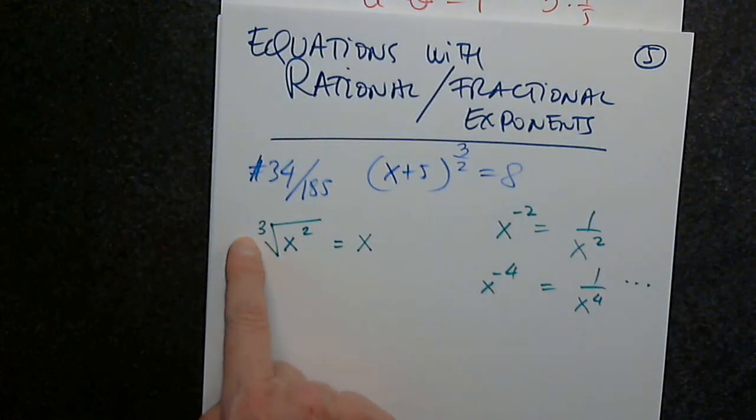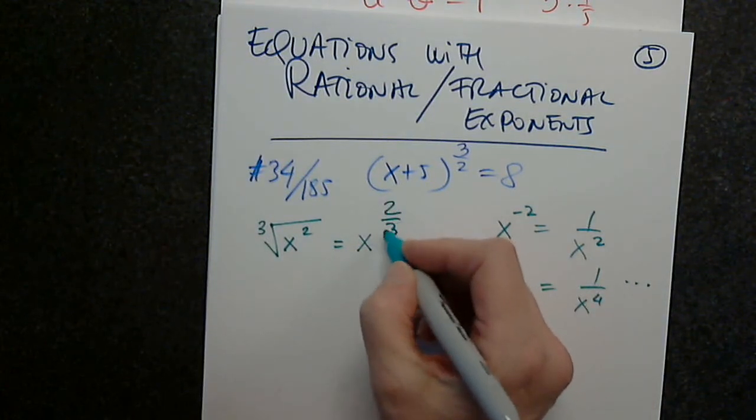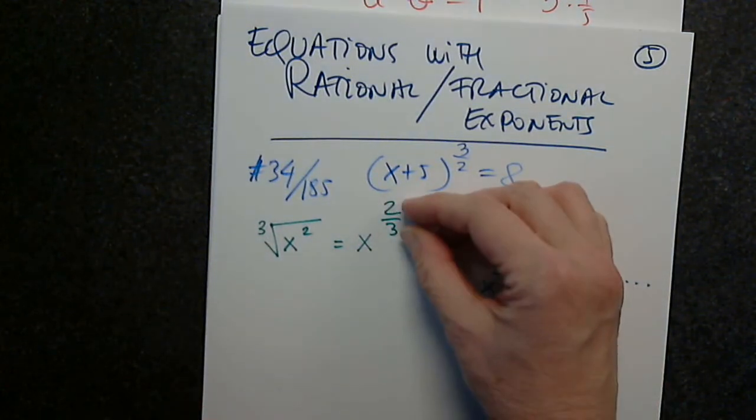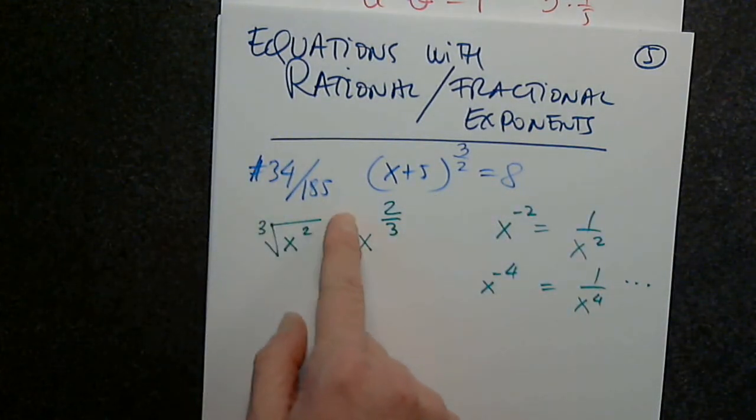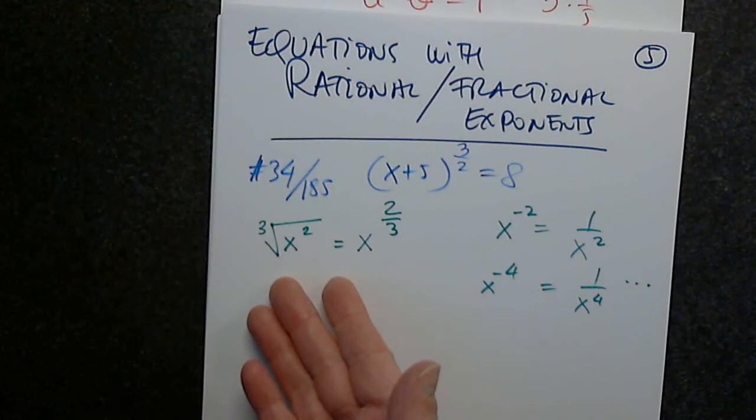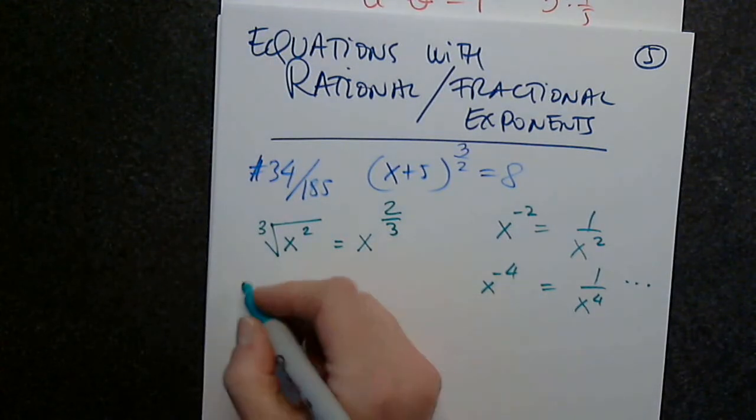Careful. The index is always the denominator. So it's 2 over 3. So every time I see a fractional exponent, what does this really mean? How do we call this? A radical, right?